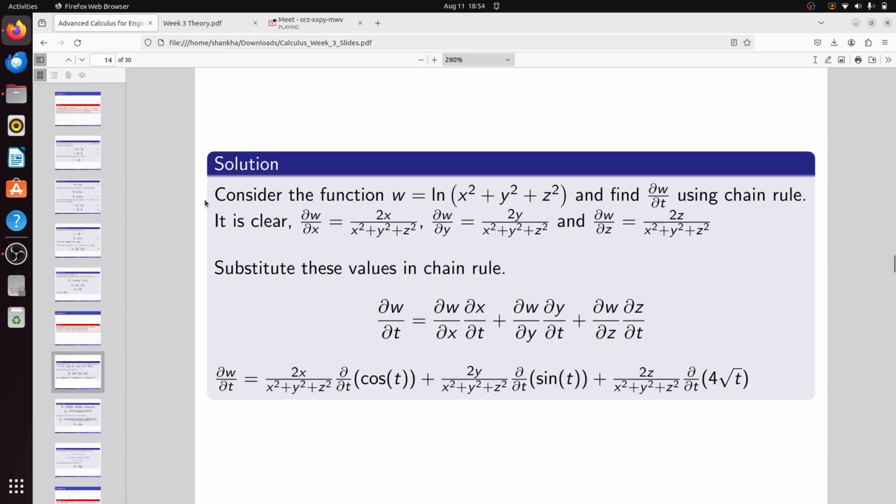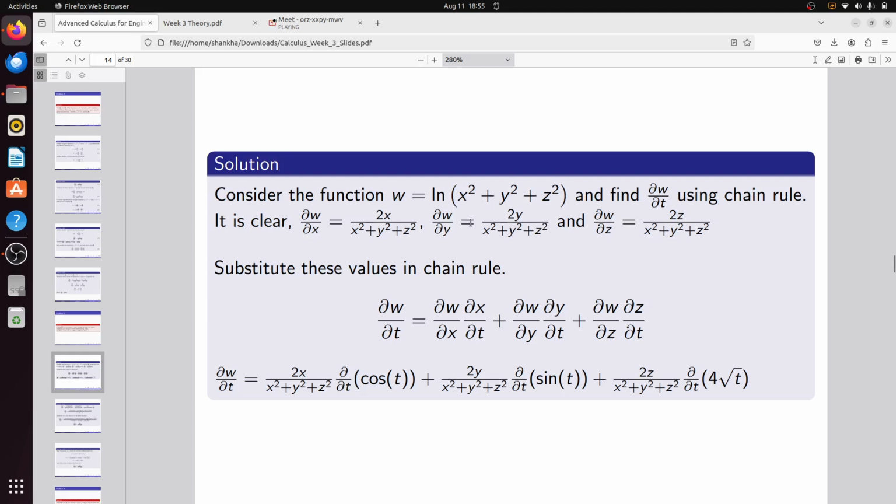See, you need to consider the function w equal to ln of x square plus y square plus z square and find del w del t using the chain rule. So what is del w del x? Del w del x is twice x by x square plus y square plus z square.